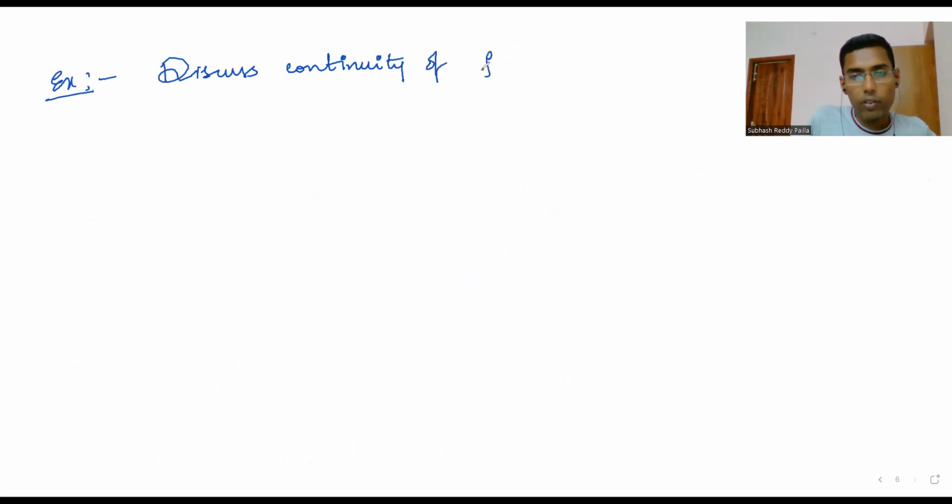Anyway, now I'll show you one thing. Let's take another example. Just discuss the continuity of f of x equal to 1 by x minus 5. We just need to discuss the continuity of the function f of x equal to 1 by x minus 5. What can you say about this?